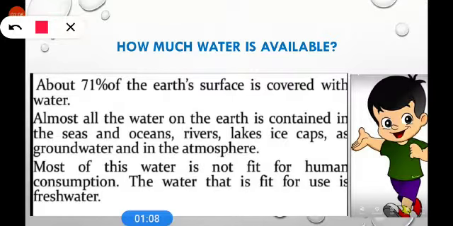About 71% of the earth's surface is covered with water. Almost all the water on the earth is contained in the seas and oceans, rivers, lakes, ice caps, as groundwater and in the atmosphere. Most of this water is not fit for human consumption. Why? Because only 3% is fresh water and the rest is saline and ocean based. Clear?